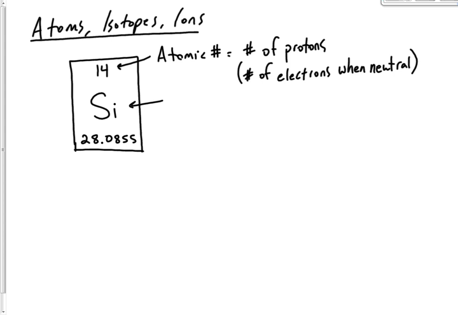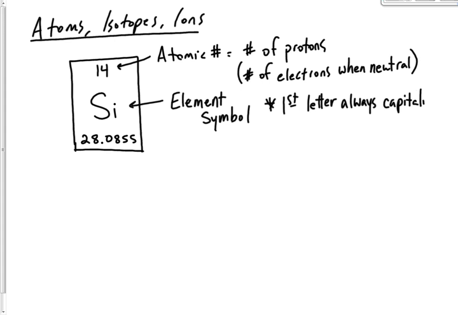This symbol right here, this is your atomic symbol, or your element symbol. We'll call it an element symbol. You'll see it written different ways, either element symbol or atomic symbol. The first letter is always capital, okay? So first letter, always capitalized. And that's a good way to determine how many different elements are in a compound. Just count the number of capital letters, and that's how many different elements there are.